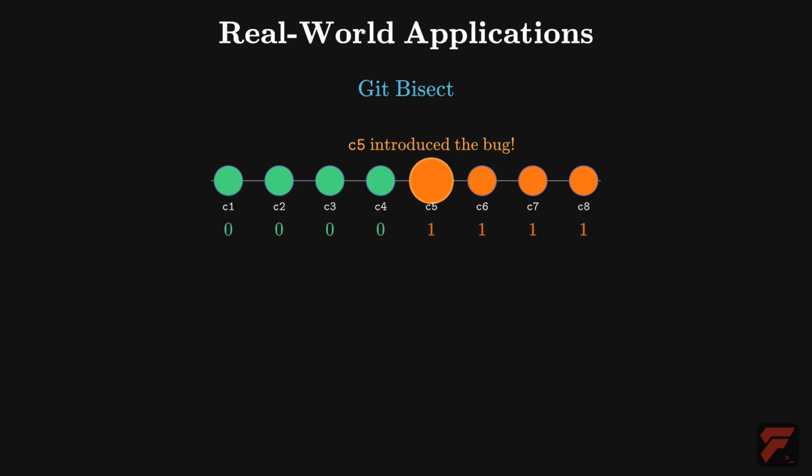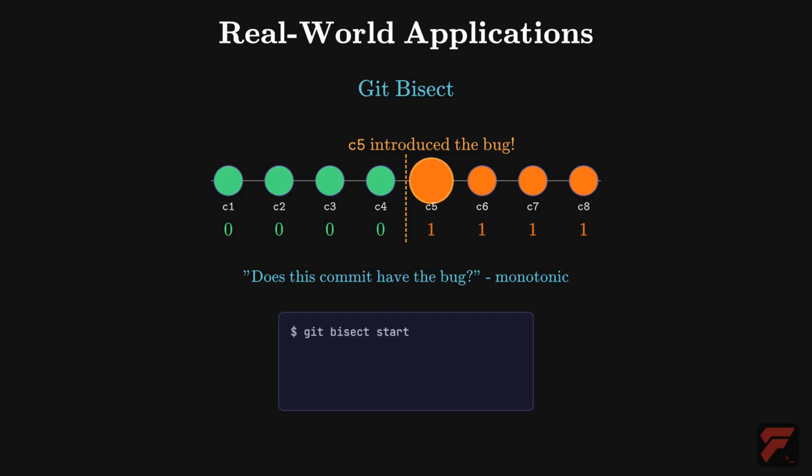See the predicate? Does this commit have the bug? Monotonic. Once it's broken, it stays broken. The boundary is the first bad commit. In practice, you just tell Git, this is bad, that was good. It does the binary search for you.